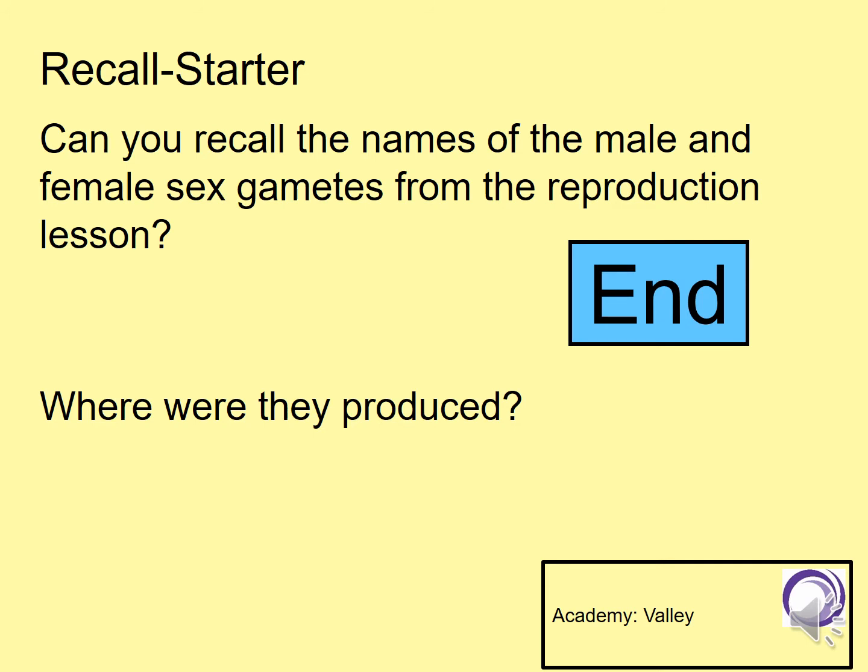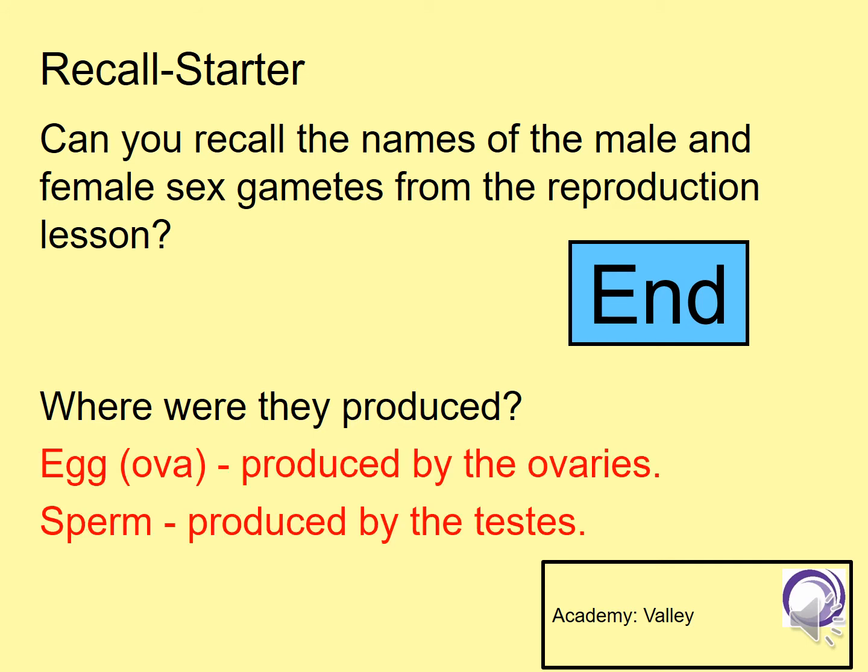Okay, so let's have a look at those for a second. First of all, the names of the gametes. So that's a test already. You should know that they are sex cells, the egg and the sperm. And the eggs are produced by the ovaries in the female and the sperm by the testes in the male.